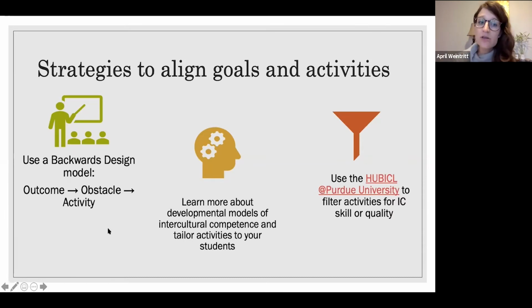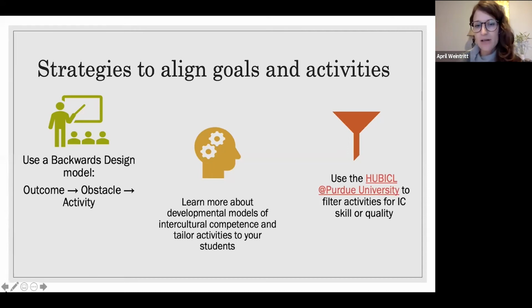But the first is to use a backward design model. This is what Janice and I do when we create our activities. We outline a specific outcome that we would like, an intercultural competence outcome. And then we think back to what is the obstacle that our students are facing cognitively or affectively that is not allowing them to reach that intercultural development. As we think from outcome back to obstacle, we can better create an activity that can help them make progress. I have a couple of examples of this coming up.